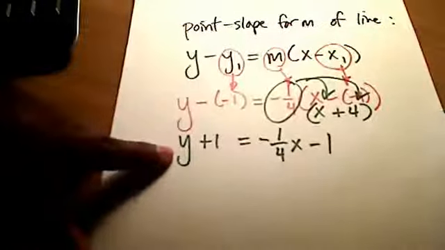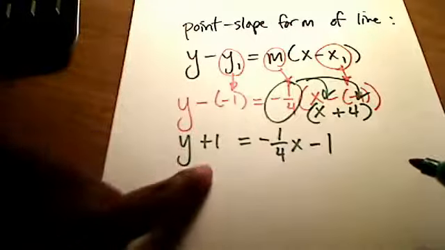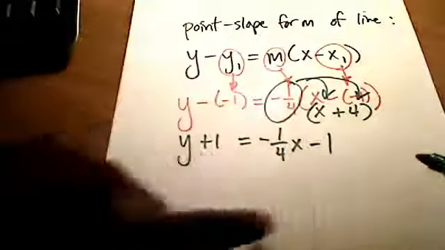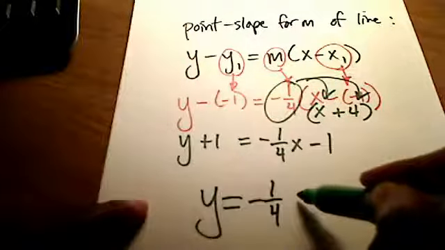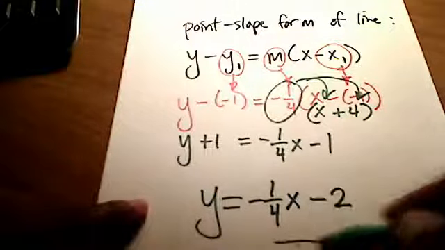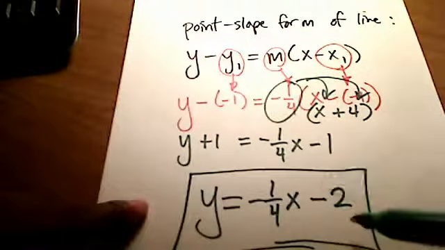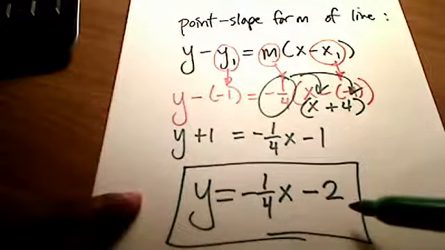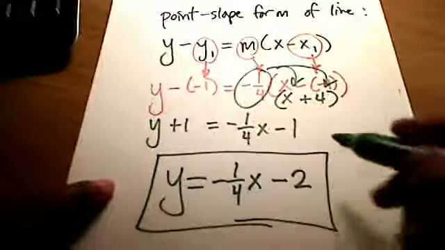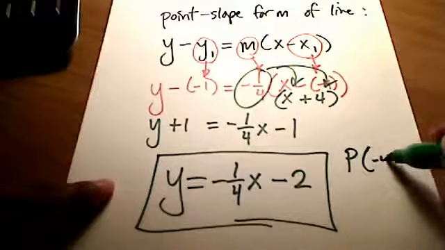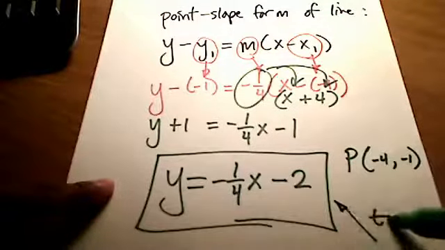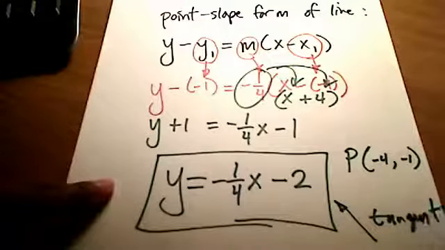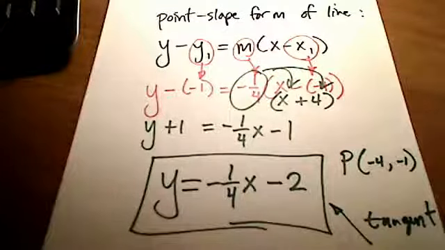All right, last thing, here we go. Let's get this y all by itself by moving this positive 1 over to the other side. It becomes a negative 1. Final answer then is y equals negative 1/4 x minus 2. That is the equation of the line that touches at point P of negative 4 comma negative 1. That is the equation of the tangent line. Right? That's the equation of the tangent line at that given point right there of negative 4 comma negative 1. Hope that helps.